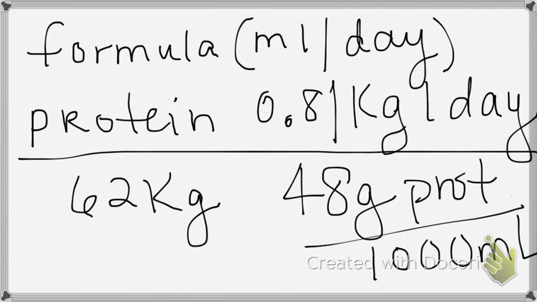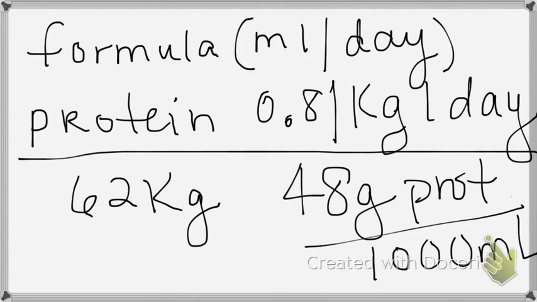So we're going to assume the patient requires normal amounts of protein. That's your 0.8 grams per kilogram per day. And we should always round to the nearest whole number. So always remember to round to the nearest whole number for pretty much every formula that you're going to do.